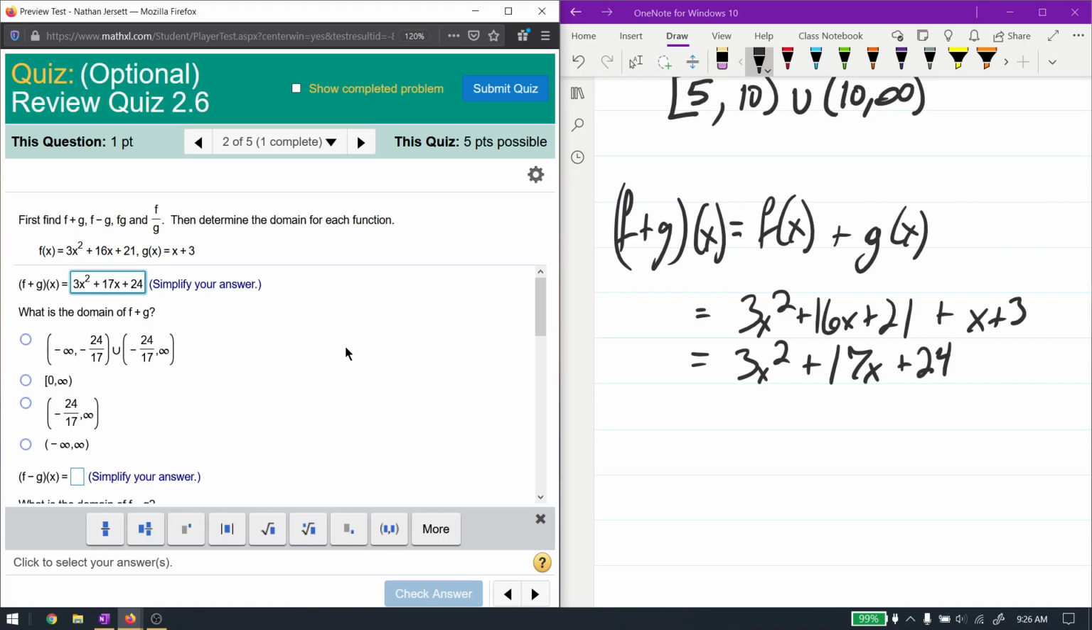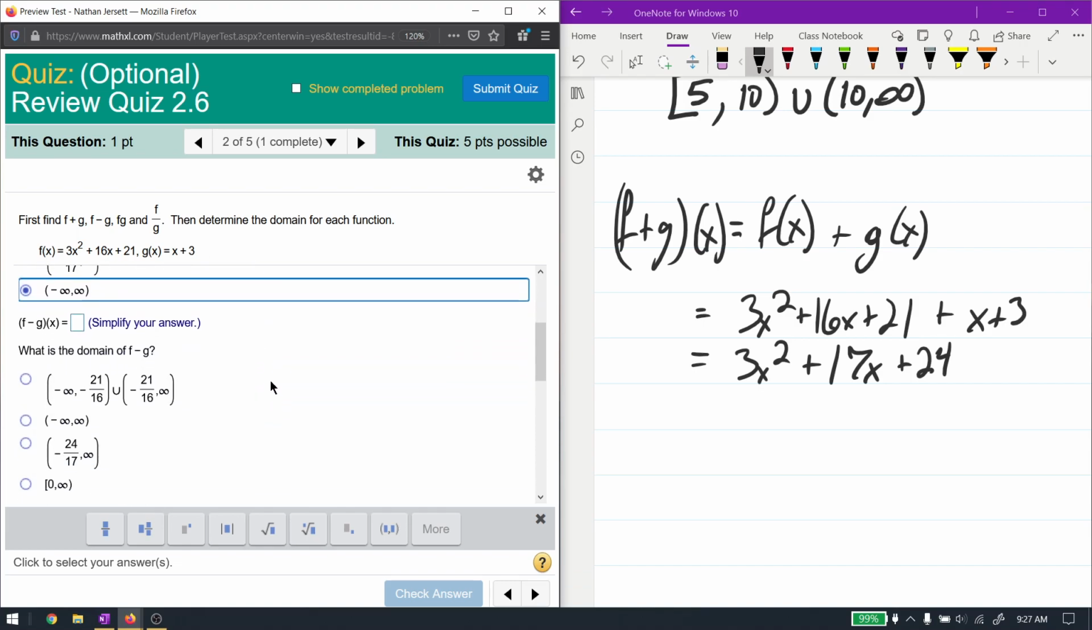And this is a polynomial. Polynomials have everything in their domain. That's always the case for polynomials. So that's nice and easy to find the domain of.